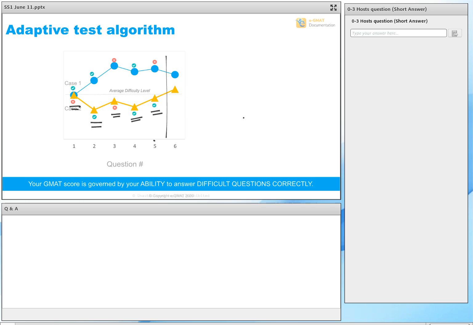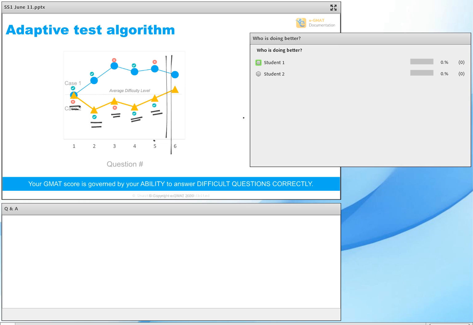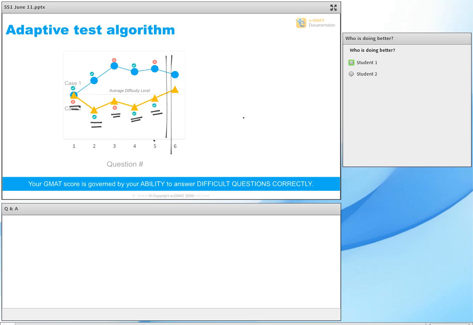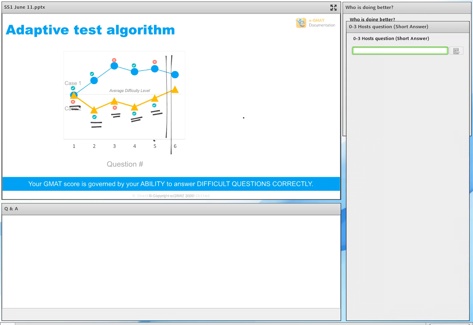So if you were to stop the test at question number 5 and ask who would have scored higher, what would you guess? If you were to end the test at question number 5, who do you think would be doing better? Let's get a few more responses. I have about 50 responses. Let's get to about 90 responses or so. Who will have a higher score if I were to end the test after question number 5?